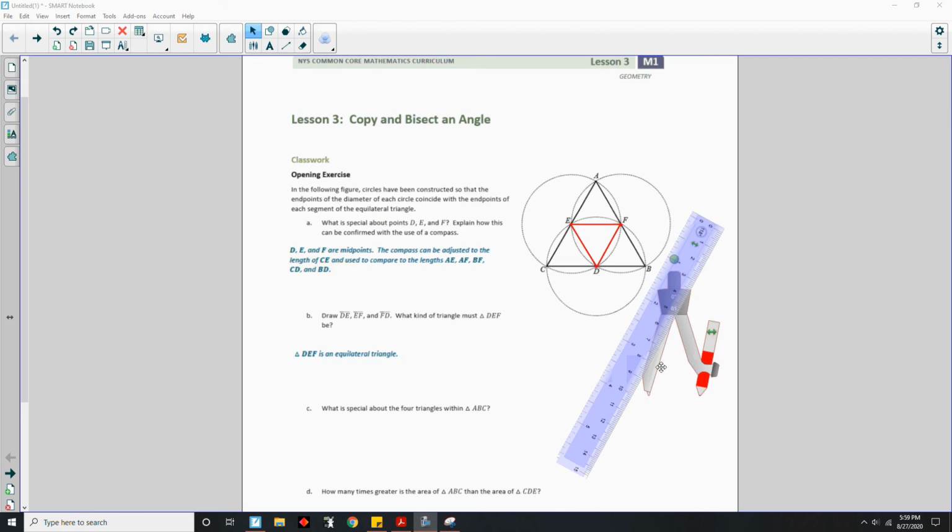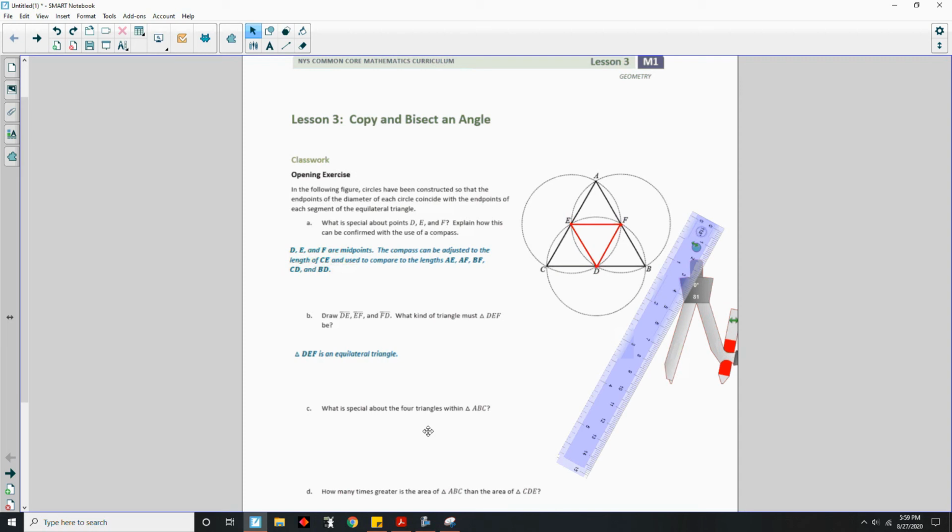If we took our compass and put it on D, well, we've already done that. DF is a radius, FE is a radius, ED is a radius of the three circles that are congruent. So all the radii are congruent, therefore all the sides are congruent, therefore it is an equilateral triangle.